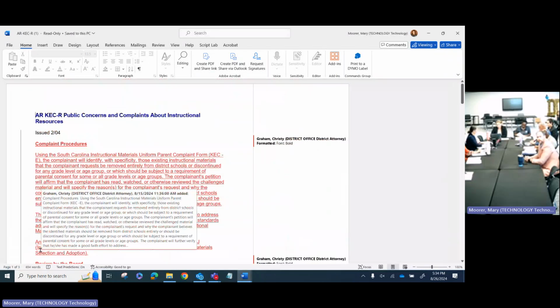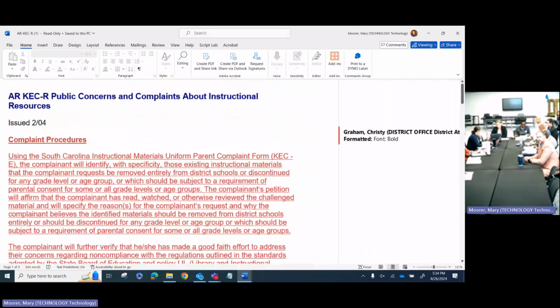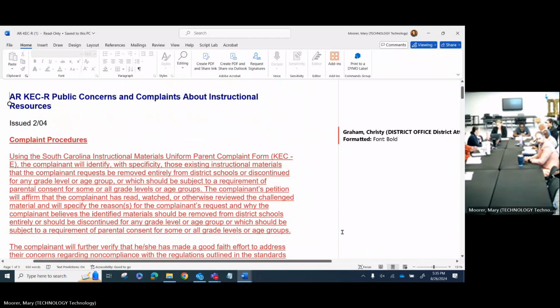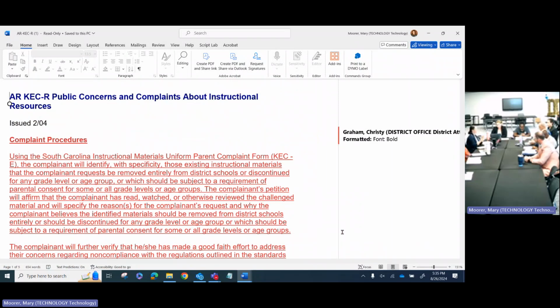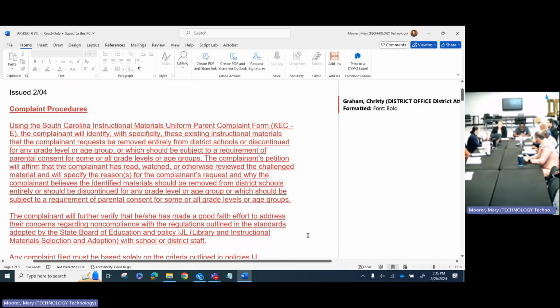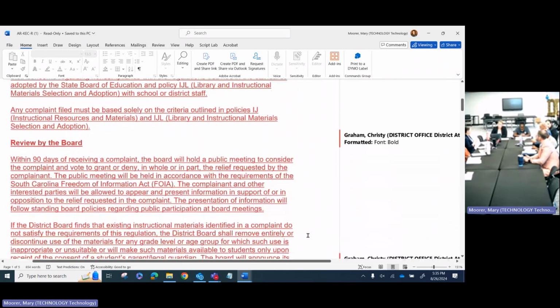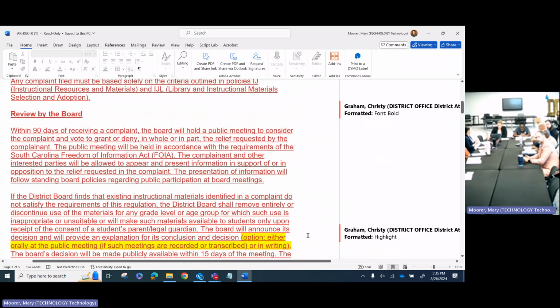Next up is KEB. Update administrative rule. The primary recommendations here are under the complaints procedures before the review by the board to add the same recommendation from IJL about the district citizens review committee, which is making it align with one another. One question that I am currently giving to the discretion of the board is if you look at where it says reviewed by the board, so once an appeal does come to the board, the last sentence in that first paragraph says that presentation of information will follow state board policy regarding public participation at board meetings.